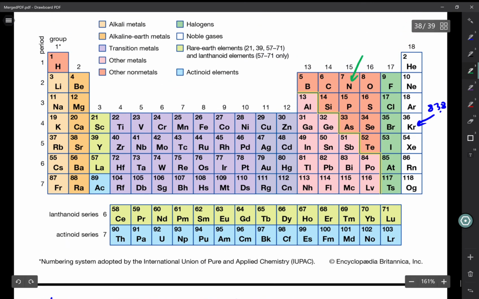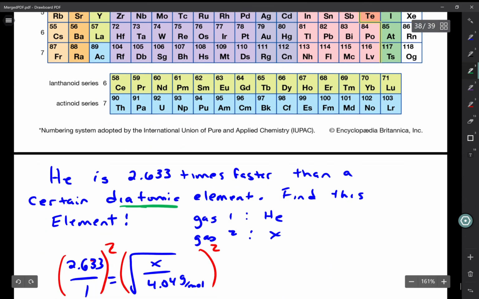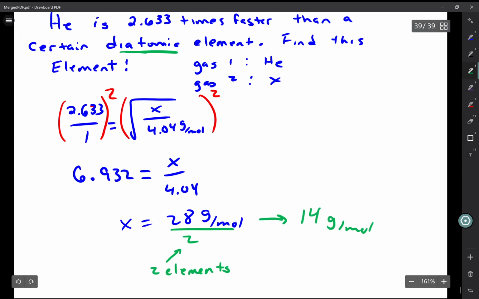If you look up nitrogen, it's 14.01 grams per mole. All right, there you go. Silicon's about 28, but silicon's not diatomic, so you know it can't be that. It has to be diatomic. It has to be 14.01 because we divide by 2. So it is nitrogen, or N2. There you go. So that's how you calculate the Graham's Law of Diffusion equation, and how you find elements with that.